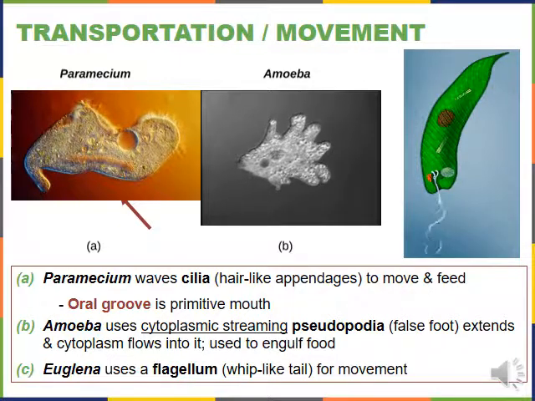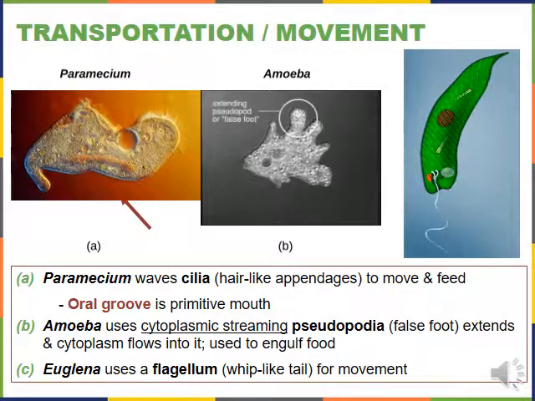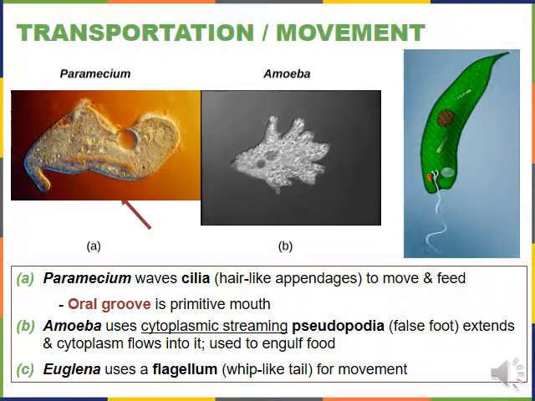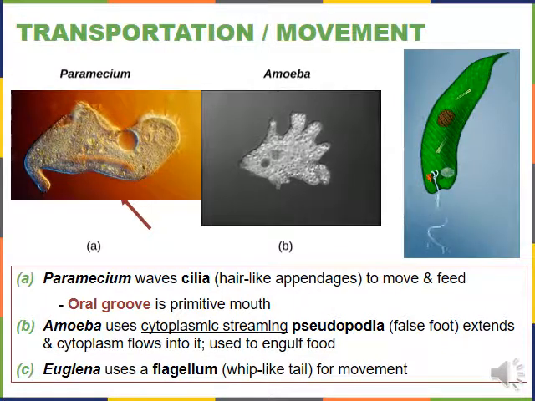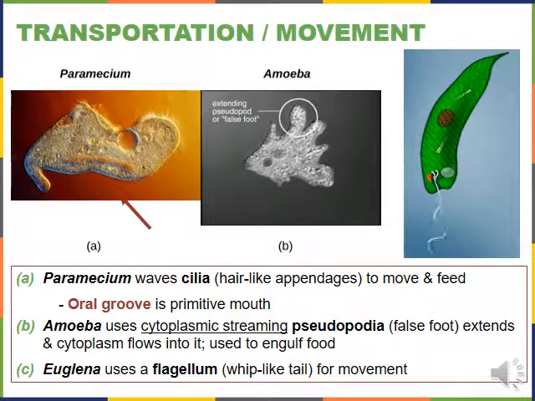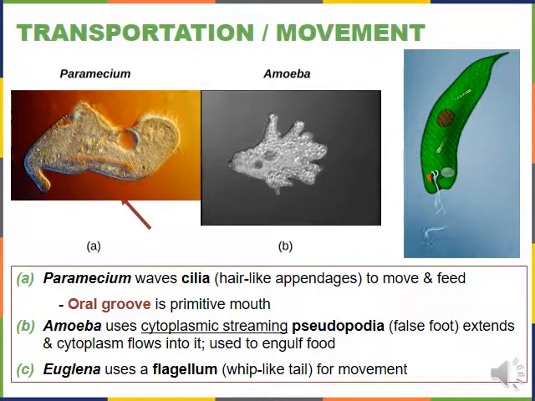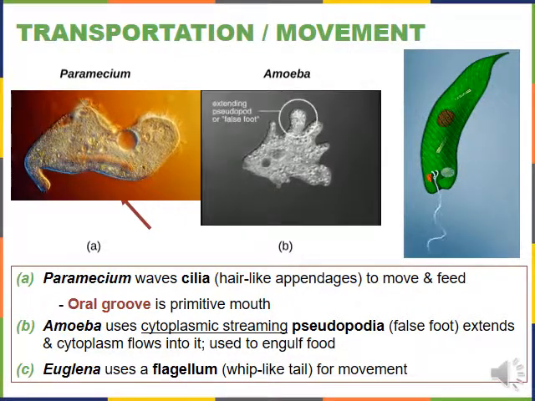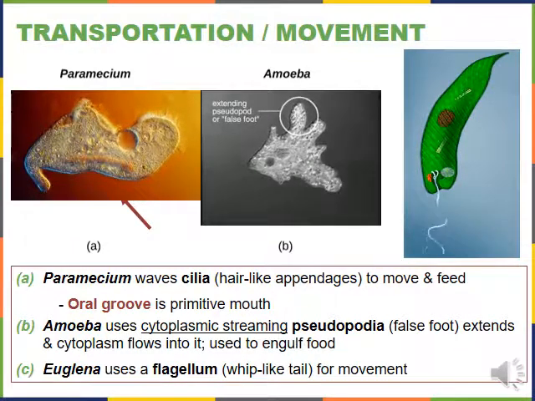What enables them to move about, let's say, under the microscope if you're viewing them? You have those fine hair-like appendages, cilia, as in Paramecium. You have amoeba, which stretch out with that cytoplasmic streaming to allow them to engulf food as well, that false foot called a pseudopod. And then lastly, we have Euglena, which uses a whip-like tail called a flagellum. So just three mechanisms by which protists are able to move about in their environment that in many ways relates to obtaining food as well.